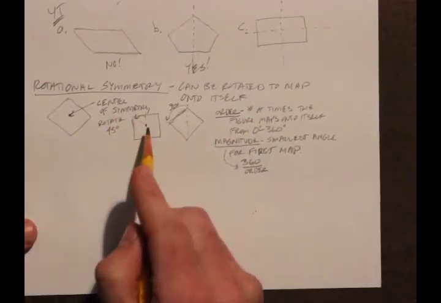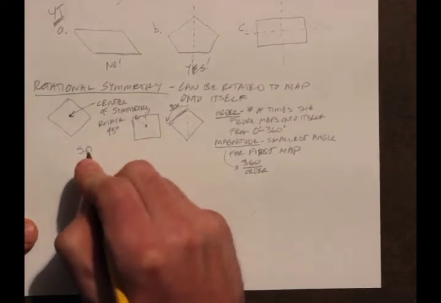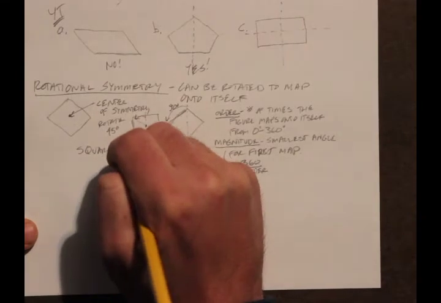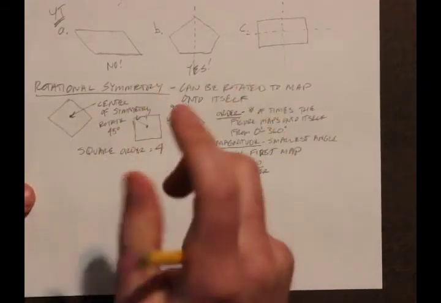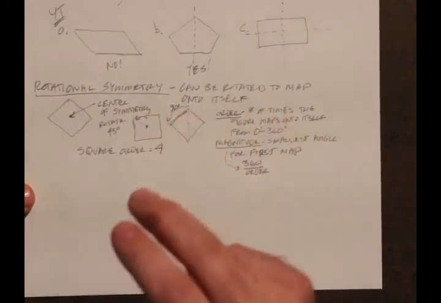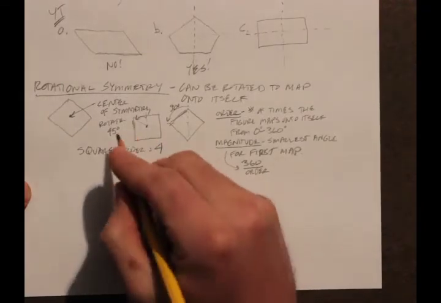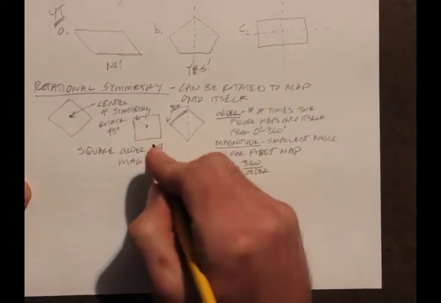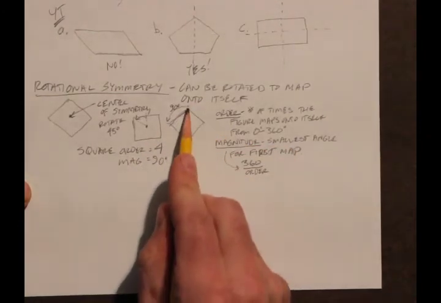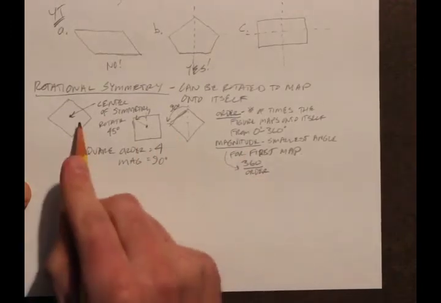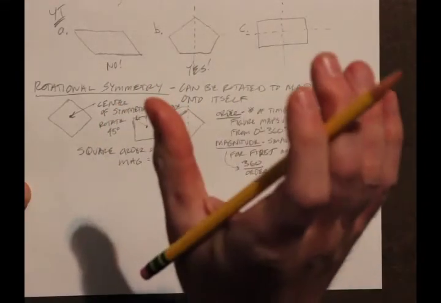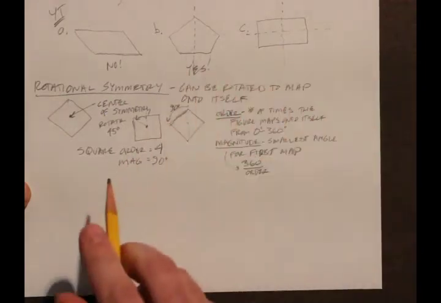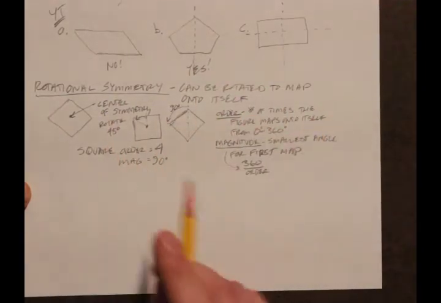So for the square, the order is 4. So the square will map onto itself 4 times from 0 to 360 degrees. The magnitude is 90 degrees. As we saw here, we had to turn it 90 degrees in order to get it to map onto itself again. And if we were to do that 90 degrees once, twice, 3 times, 4 times, it would go all the way around 360 degrees.